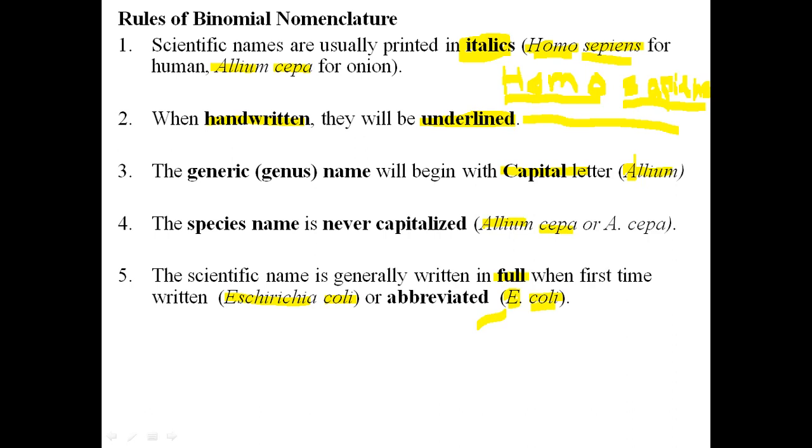So E. coli can be written, but when? When we first mention it as a full name, then the second time in the same paragraph or in the whole text we will just write E. coli.